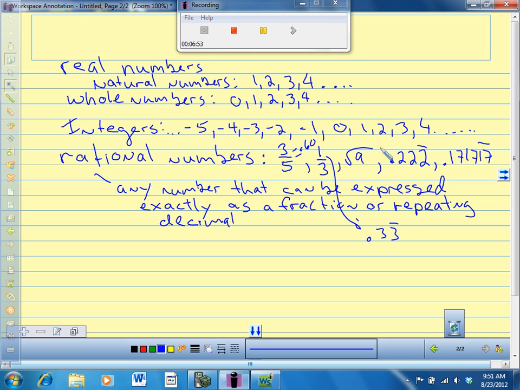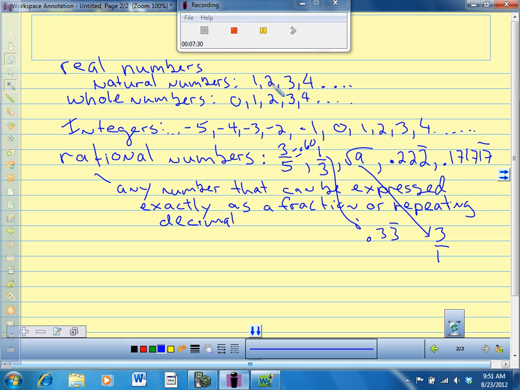Okay, 3. Very good, Sarah. So Sarah says that the square root of 9 is 3. Can that be expressed as a fraction? As what? Very nice. So if I wanted to express it as a fraction, it's 3 over 1.